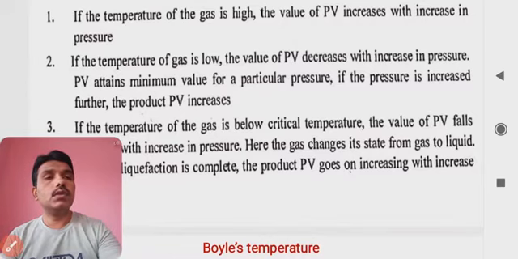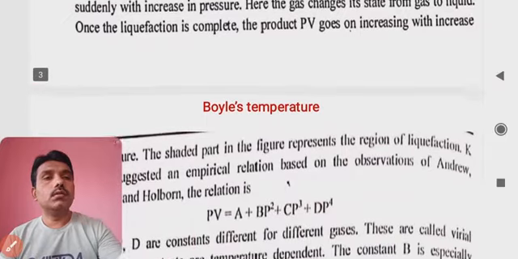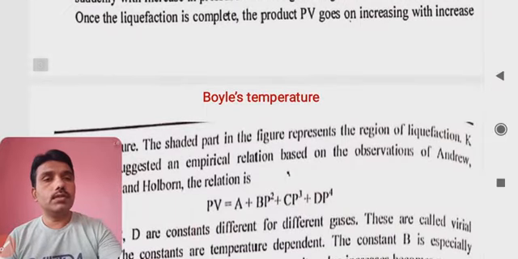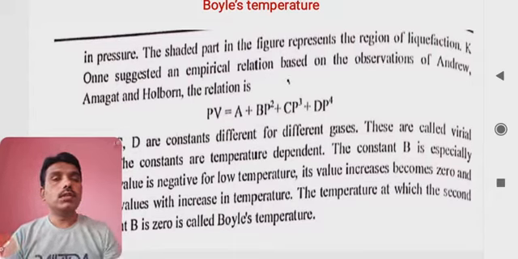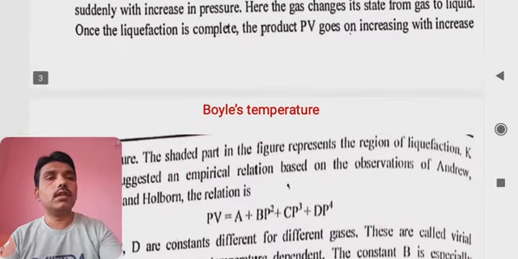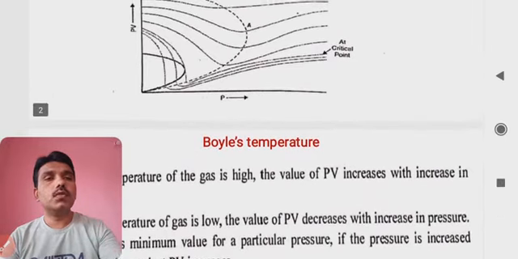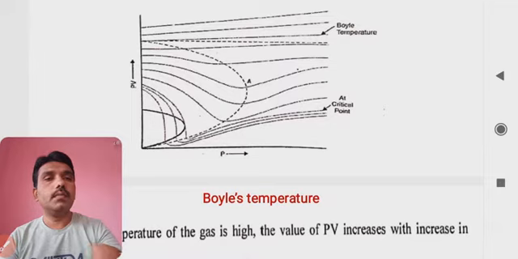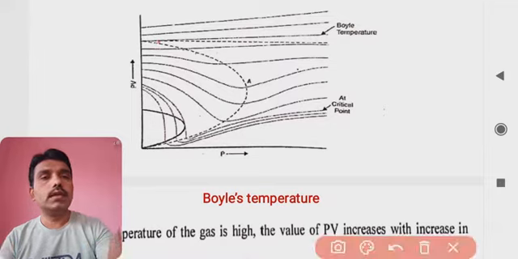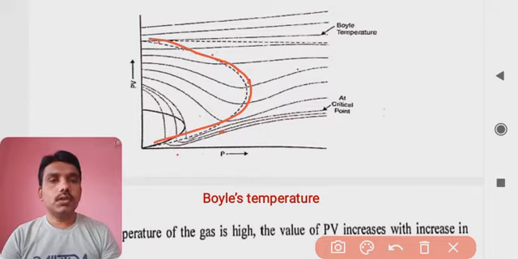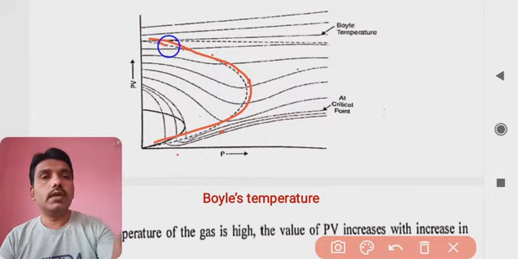So this is the case where particularly PV goes on increasing again with the increasing pressure. Now the shaded part in the figure is the region of liquefaction. These are the shaded dotted parts. If you look at the dotted lines, this region here is where the liquefaction takes place. This is what the dotted lines show.